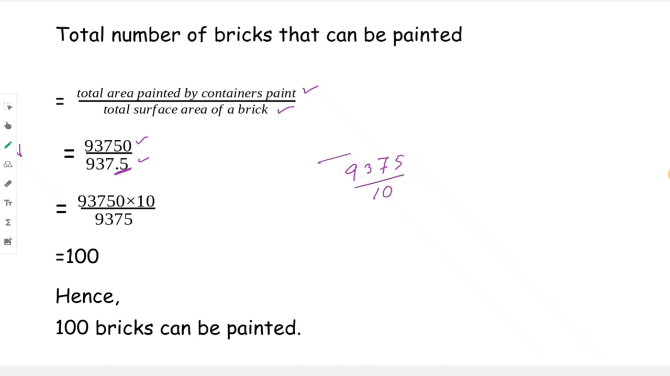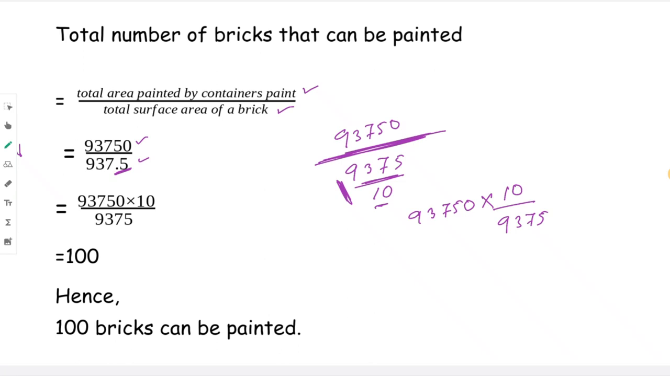Now if you look up here, what is there? We have 93750. So if I try to change this division into multiplication, what will I get? 93750. Remember that these two will have to change their places. Up will go down, down will go up. So 10 is in the denominator, it will go up now, and this 9375 is in the numerator, it will go down. That is how I'm getting this line here.